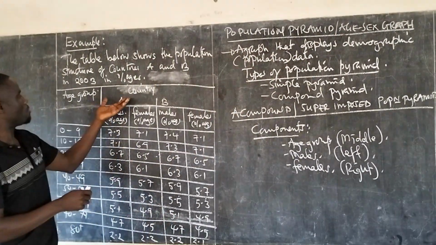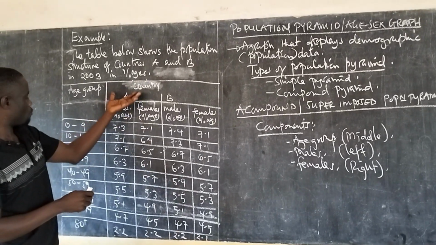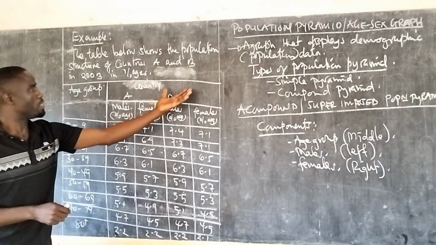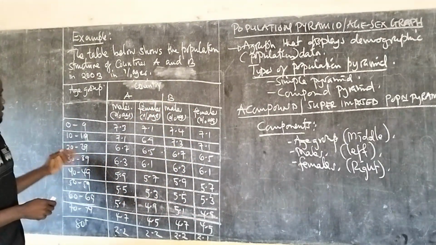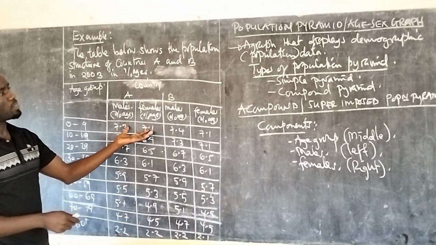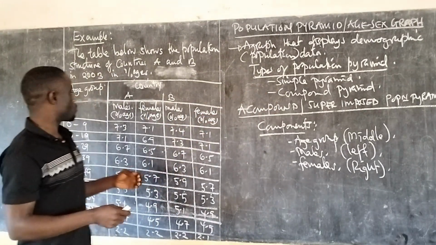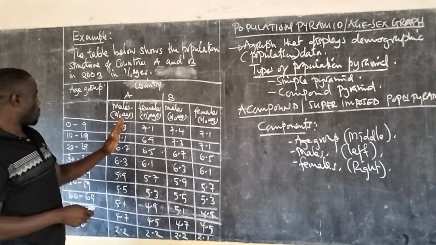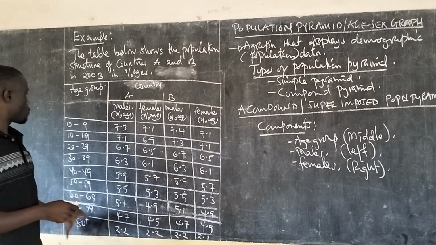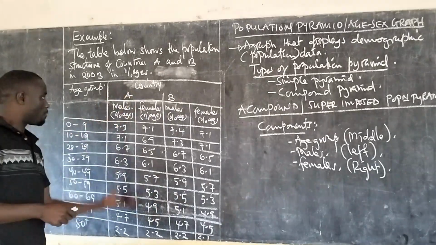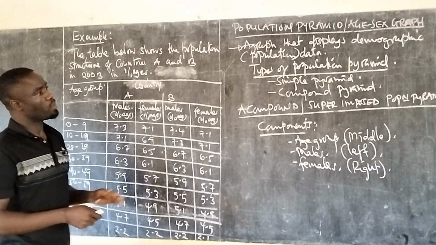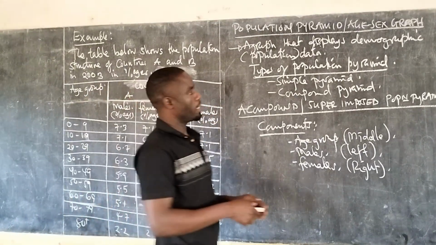So here we have country A, its population structure against the age group, and country B, its population structure against the age group. So we want to draw a graph which combines these two. That's why we say it is superimposed. So we are going to draw two in one graph. We are going to have our column for age group. We shall have the side for males and the side for females, for both countries. So we are going to have our graph here.